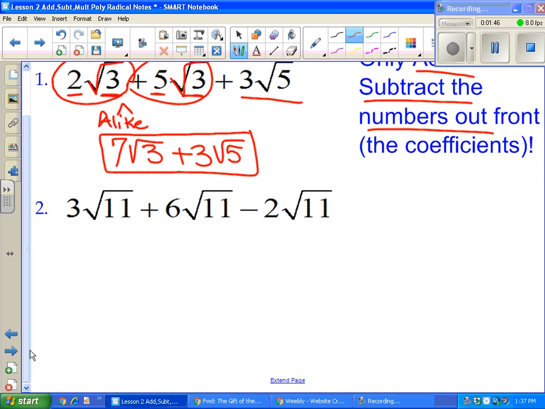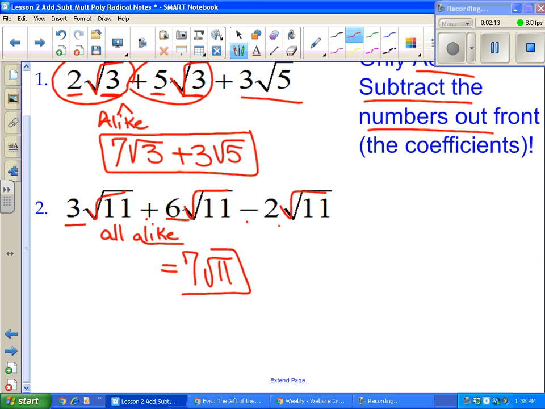Let's look for like terms. It turns out square root of 11, square root of 11, square root of 11, they're all alike. So this time, all of these are like. So I can add or subtract the numbers in front. So we'll say 3 plus 6 is 9, minus 2 is 7. So the answer is 7 square roots of 11. You don't add or subtract what's under the square root. You only add or subtract the numbers out in front. So 7 square root of 11.